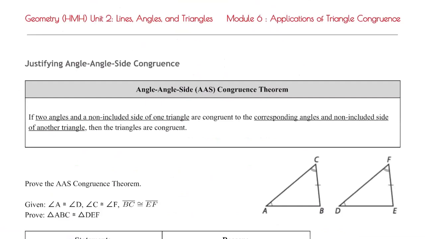So we have a note here. Please copy down the missing pieces. Angle, angle, side congruence theorem. If two angles and a non-included side of one triangle are congruent to the corresponding angles and non-included side of another triangle, then the triangles are congruent.